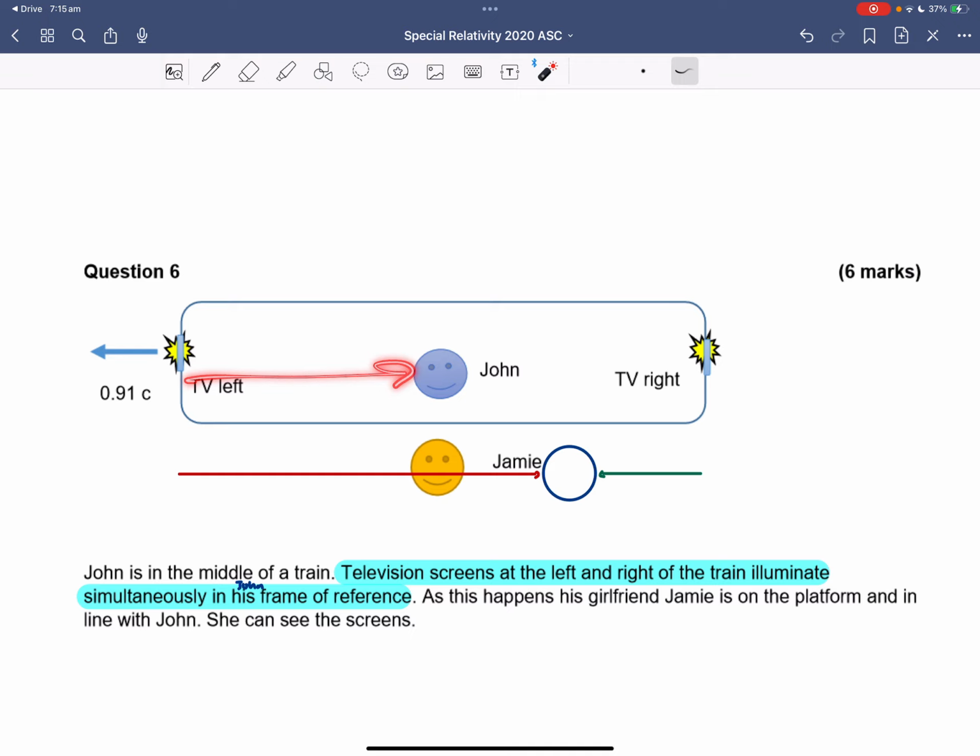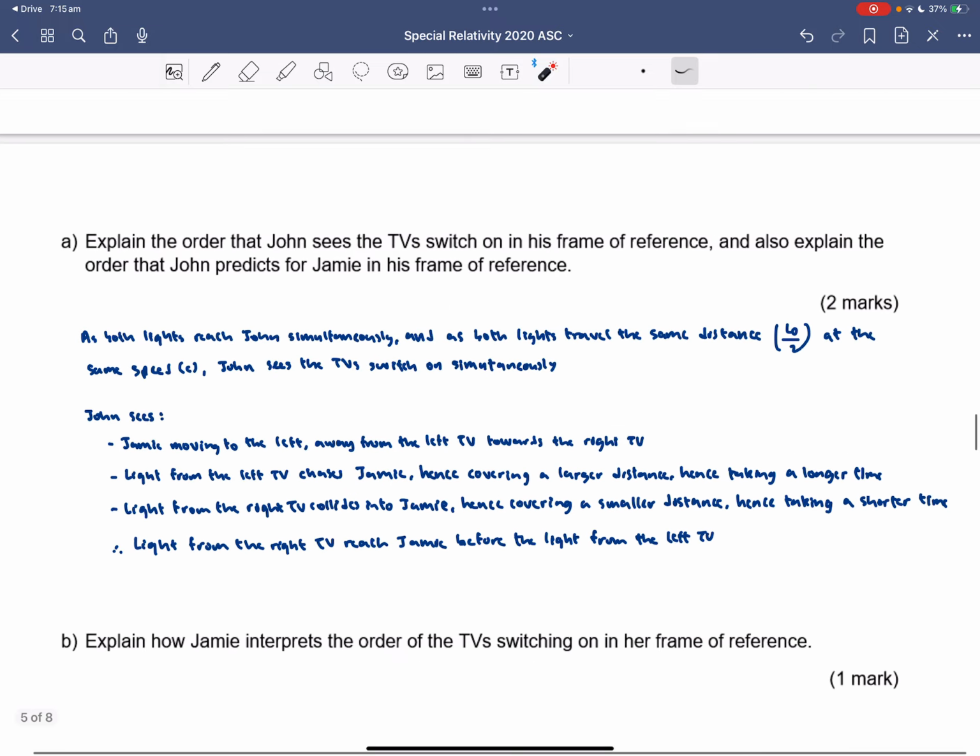However, the light reaching John and this light reaching John are two events that occur at the same time at the same point in space, meaning there is no spatial separation. And as there is no spatial separation of those events, all observers must agree on the order in which the events occur. Alrighty, so one answer that I could write down is this.